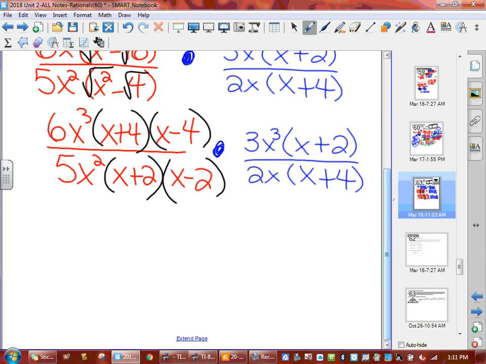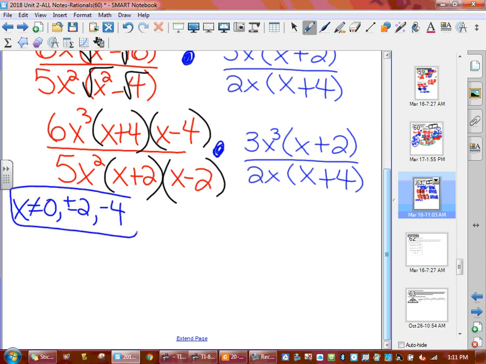So this is where we're at now. Now we're at the step where we need non-permissible values. Non-permissible values come from only the bottom. This was not a dividing question. So, bottom left, beside the 5, what can't be x? 0. In the brackets, plus and minus 2. Over here, beside the 2, 0. In the bracket, only negative 4. So x cannot be 0, plus and minus 2, and negative 4. Those are the only things x can't be.